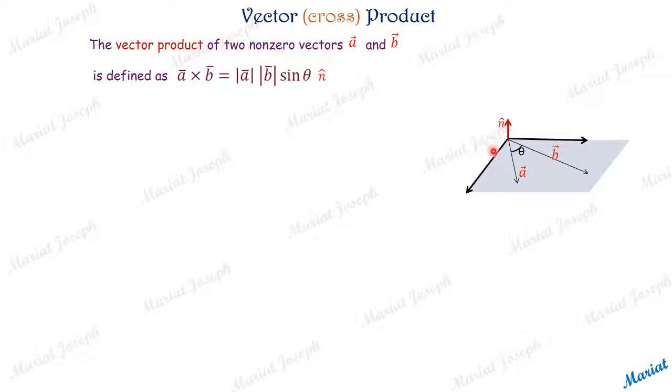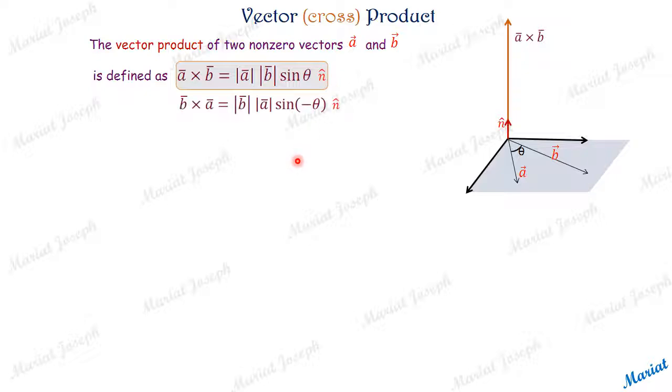Now, this n cap, if you multiply by a magnitude, it will be long enough, this much long. How much? The magnitude is the magnitude of A into the magnitude of B into sine theta. So the A cross B vector will be in the direction of this n cap, perpendicular to the plane containing A and B, having the length this much: magnitude of A, magnitude of B, sine theta. This portion is the magnitude and the n cap gives the direction.